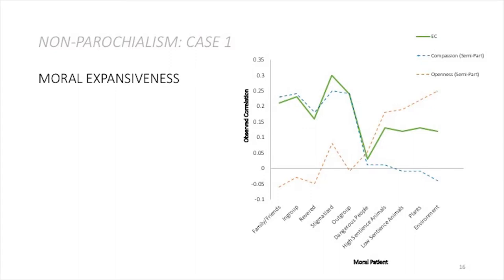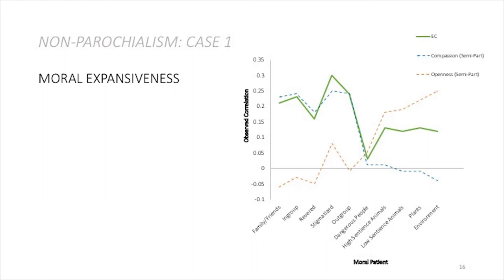The moral expansiveness scale, developed by a colleague of mine, essentially asks people to rate the extent to which they feel morally obligated to show concern for a range of entities, moral patients, along the x-axis here. And these sort of radiate out from you, in-group, out-group, and across boundaries out towards the environment as a whole. The scale is not ideal. Dangerous people mess it up. I don't think that really should be in there. They're a different kind of moral patient in this case.